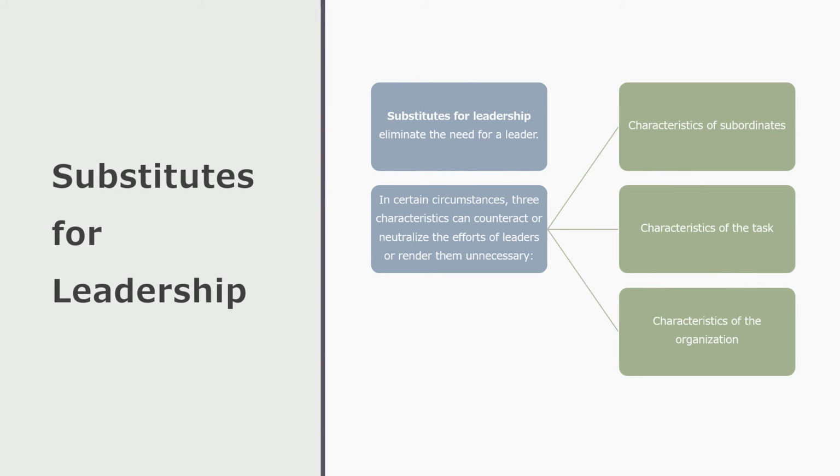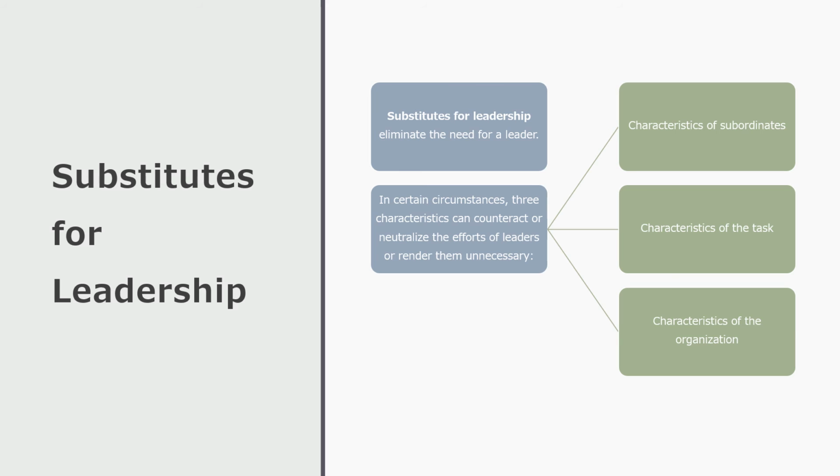The leadership theories we've presented thus far assume that some type of leadership style should be used in every situation. What happens when leaders are not what the situation requires? That is, Stephen Kerr and John Jermier theorize that certain situational variables prevent leaders from affecting subordinate attitudes and behaviors. Substitutes for leadership eliminate the need for a leader. In certain circumstances, 3 characteristics can counteract or neutralize the efforts of leaders or render them unnecessary.